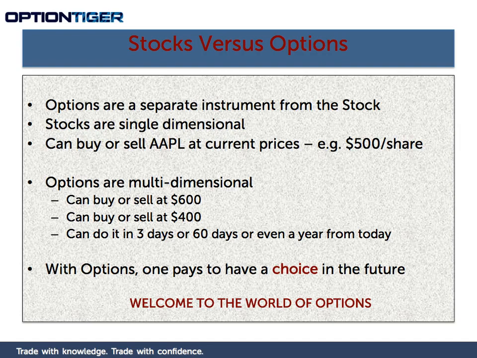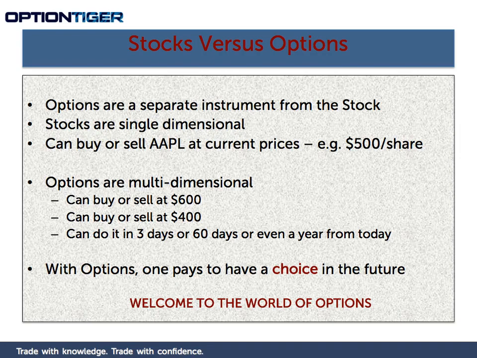However, you're not guaranteed an execution or a fill on that order. So unless you put your order in at a price that's very close to where the stock is trading, you're probably not going to get filled on your order. So that's what we mean by single dimensional. And that dimension is the current price.